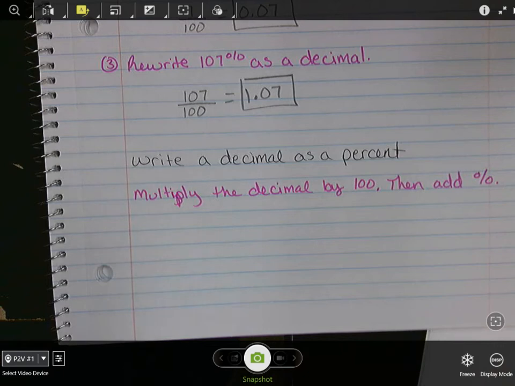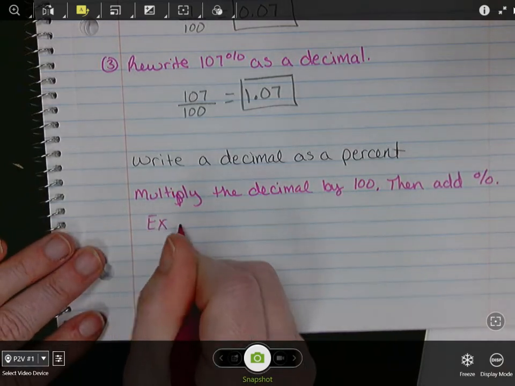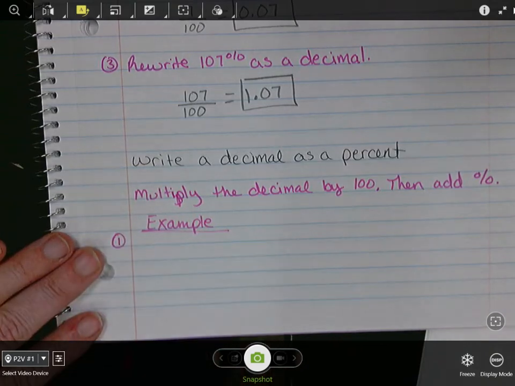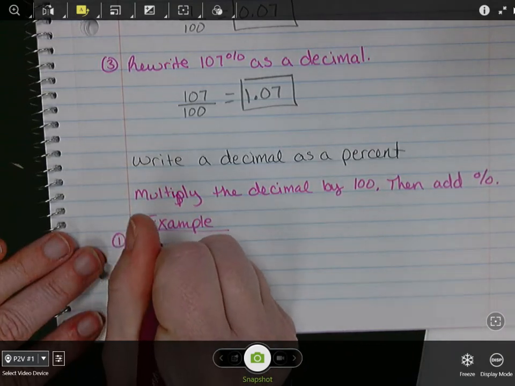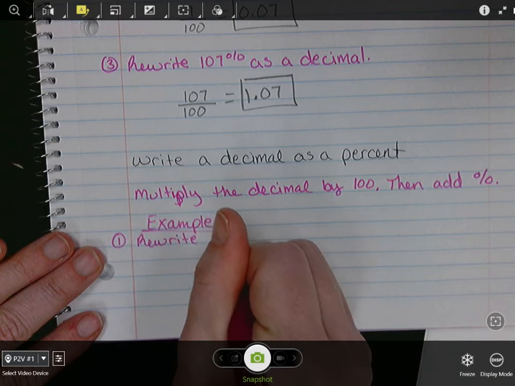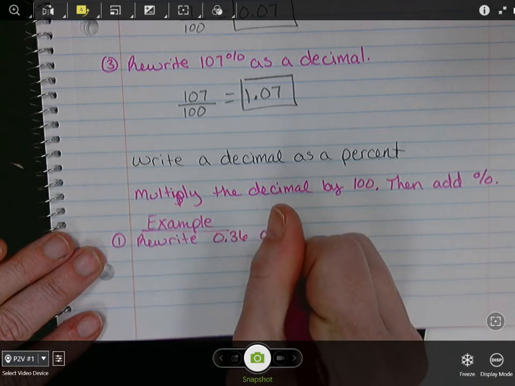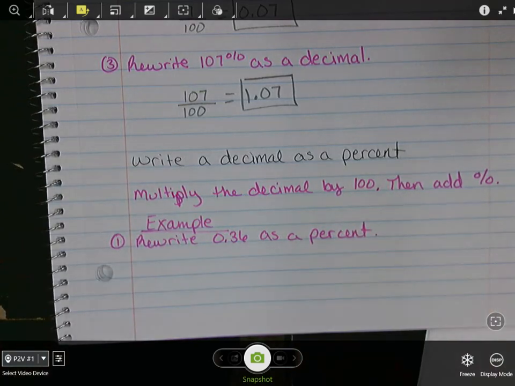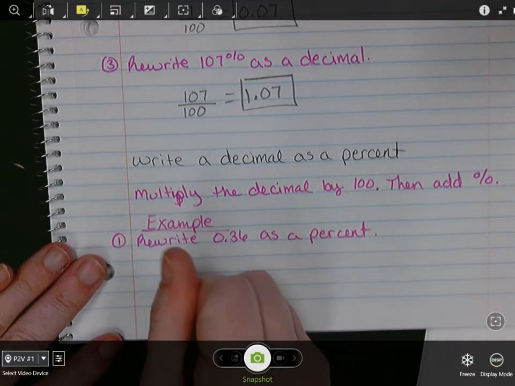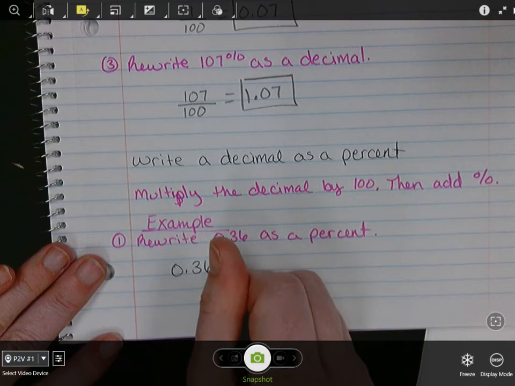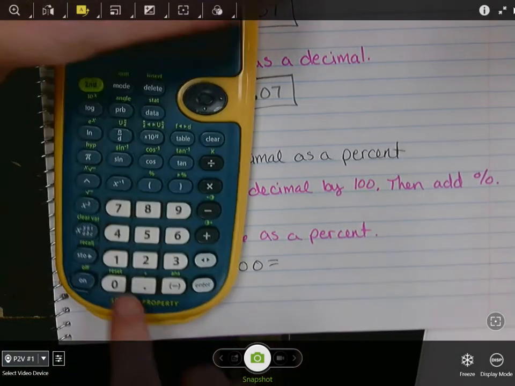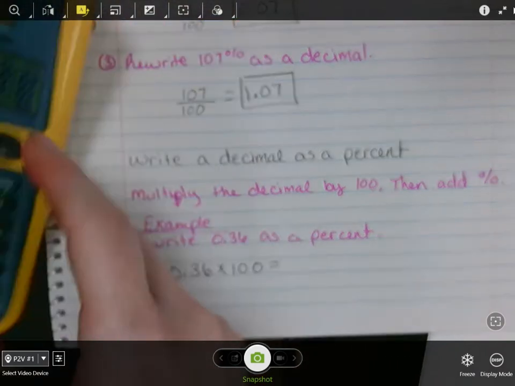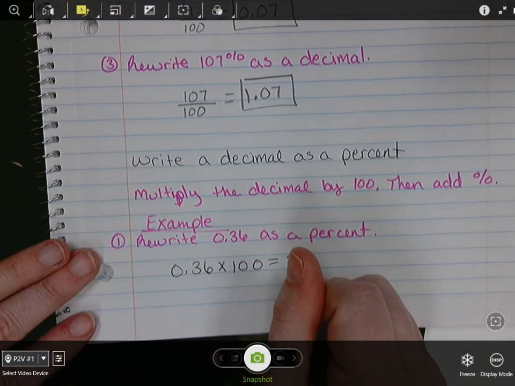Okay. Example. Rewrite 0 36/100 as a percent. Okay. So to do that, you write down 0.36 times 100, type it in your calculator, and you get 36. So that would be 36%.